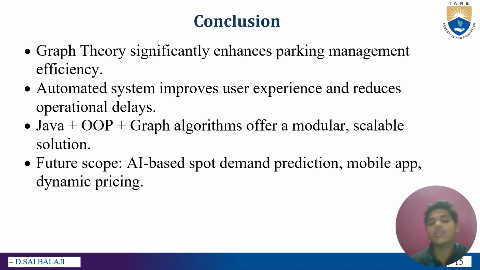I want to conclude with a slide that shows the entire hard work I put into solving this. Graph theory significantly enhances parking management efficiency. Automated systems improve user experience and reduce operational delays. Java plus object-oriented programming plus graph algorithms offer a modular, scalable solution. Future scope includes AI-based spot demand prediction, mobile app dynamic processing, and so on. Whatever problems there may be, it clears them in a single attempt.